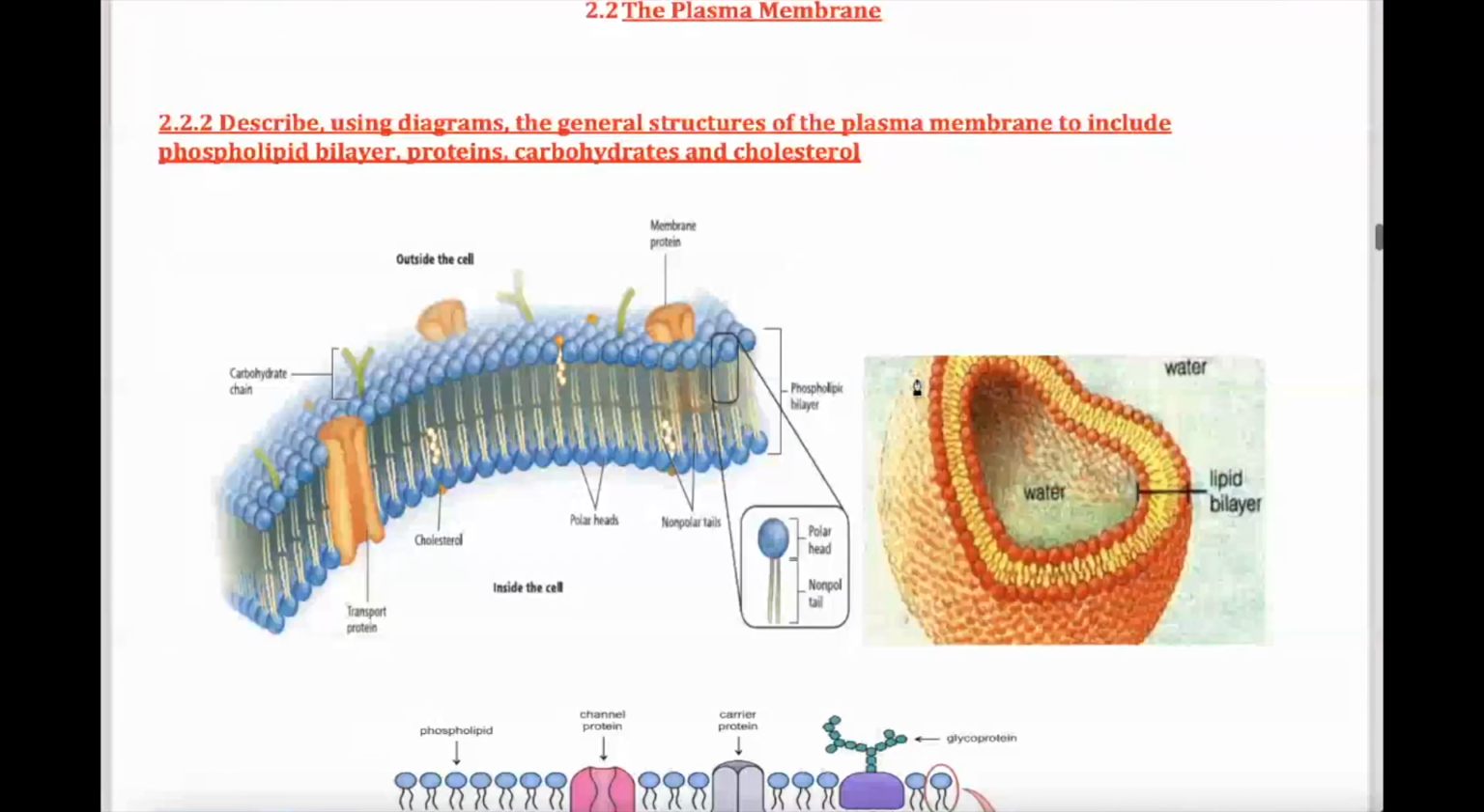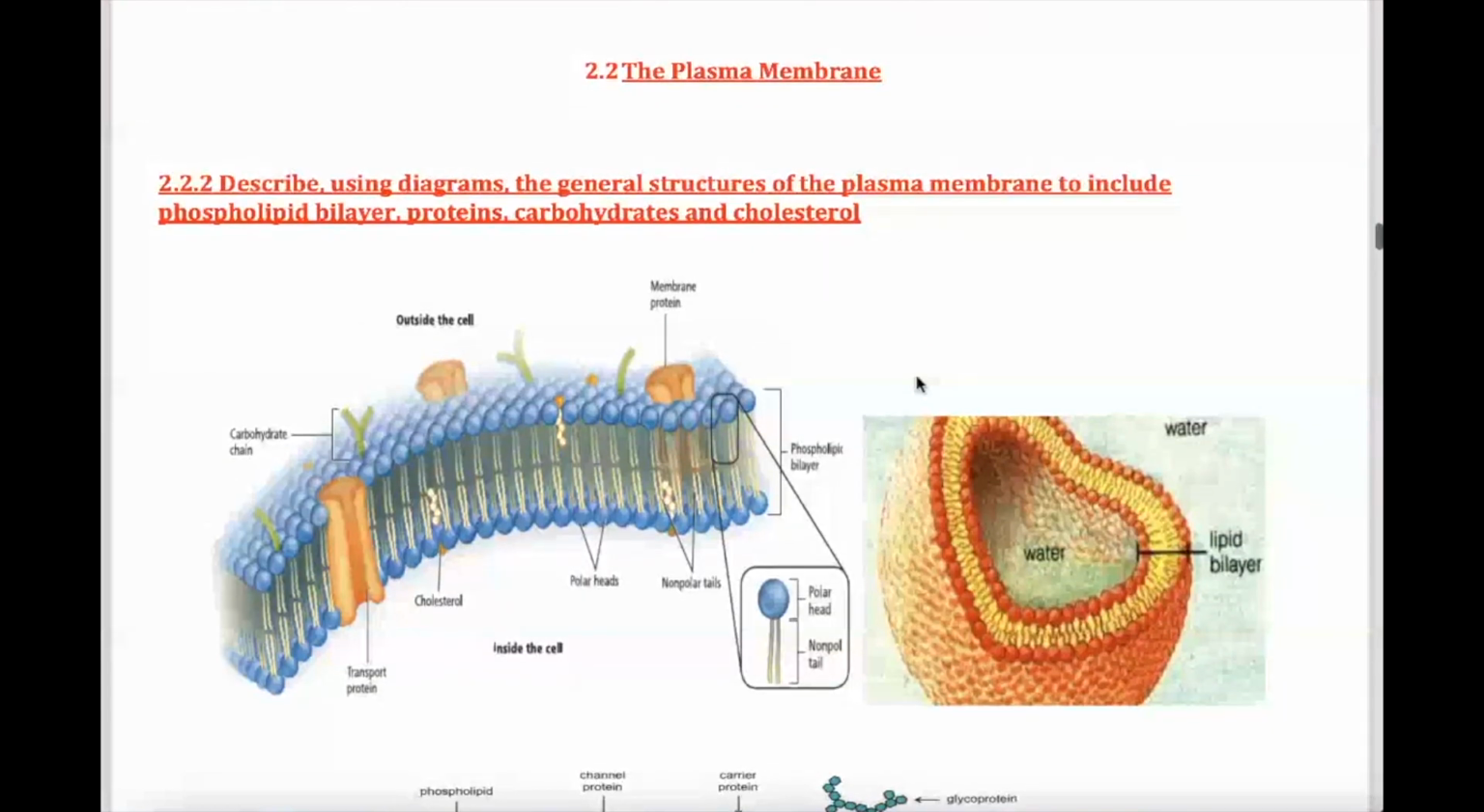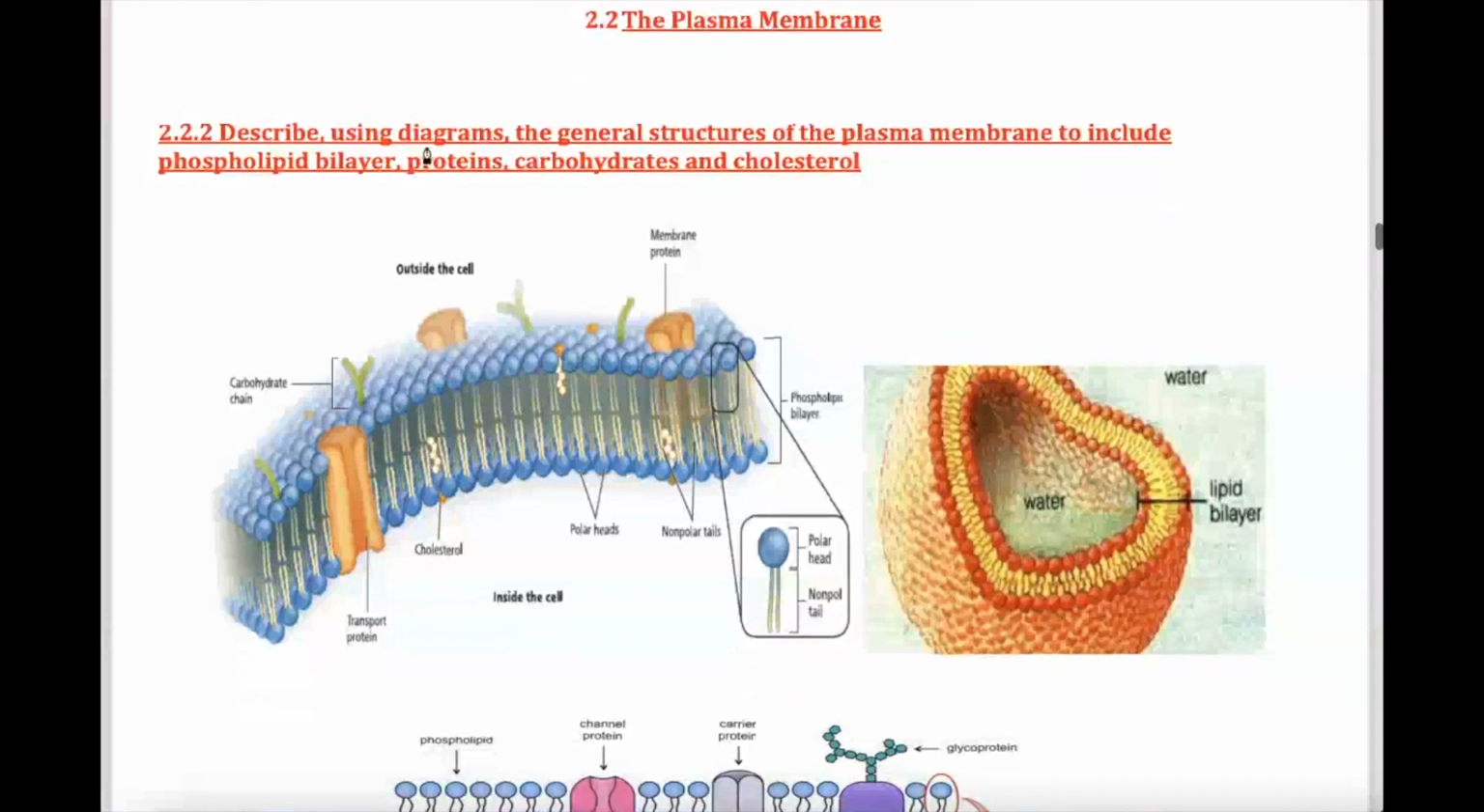Anyhow, the next topic was the plasma membrane. This is a really very important, easy and quick topic. Let us see over here. You have to use the diagrams. You will be given a diagram and you have to label the parts and then write the functions of these. So what we can see over here is the phospholipid bilayer.